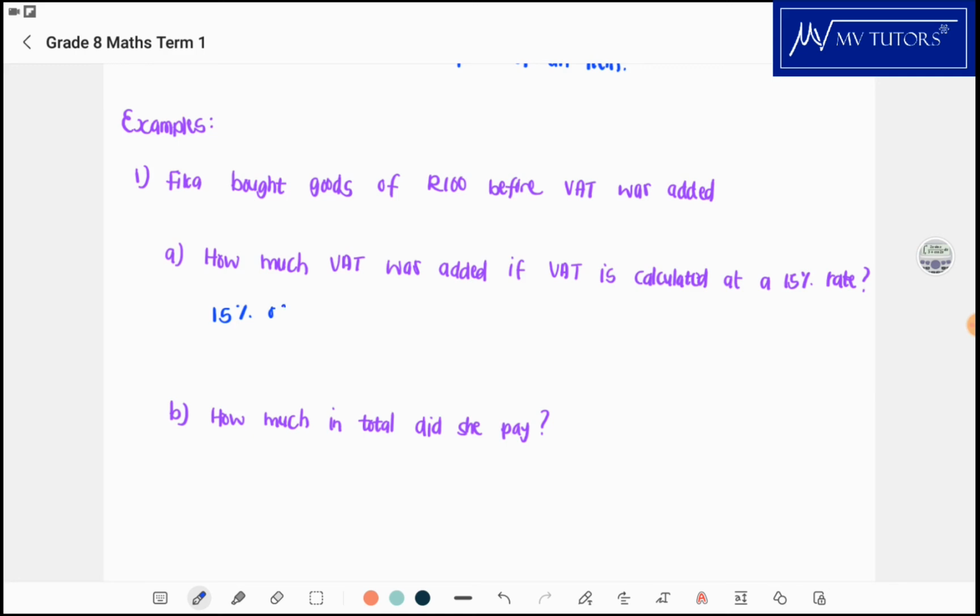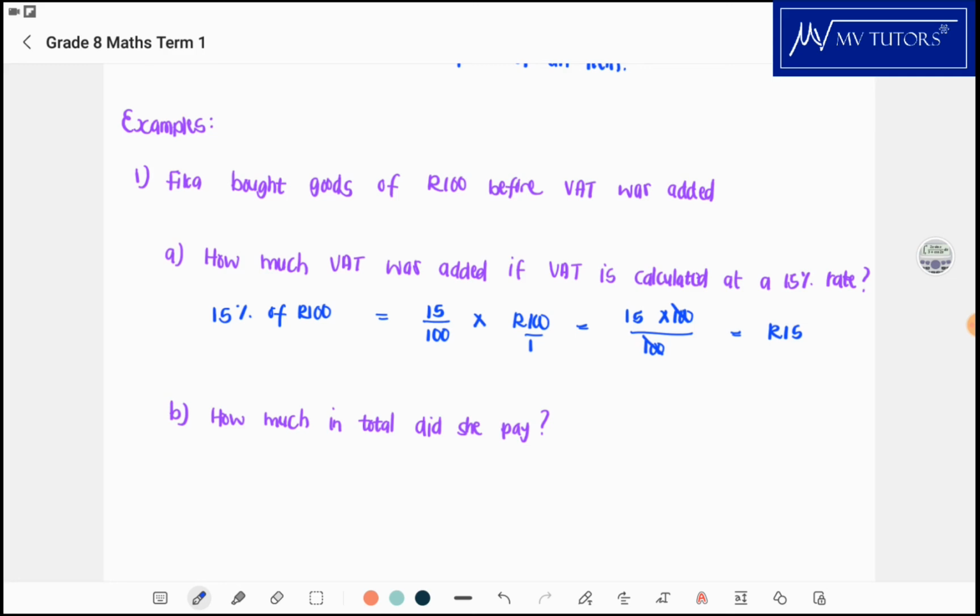is 15% of 100. Now how do you calculate that? This is the same as saying 15 per 100, and we multiply by 100 Rand. If you write it as a big fraction, you have 15 times 100 over 100. The 100 divided by 100 is 1, and what you're left with is 15 Rand. So this is the amount of VAT that was added, and that's 15 Rand.